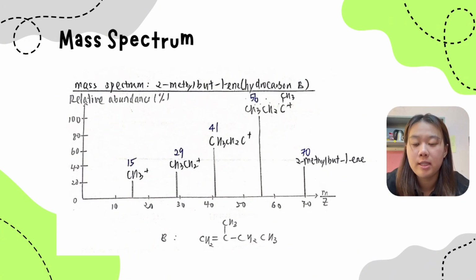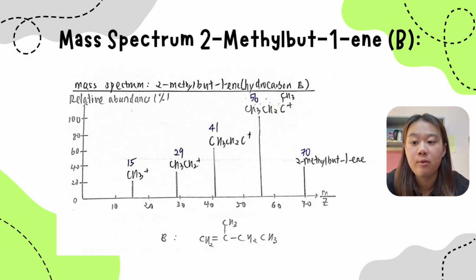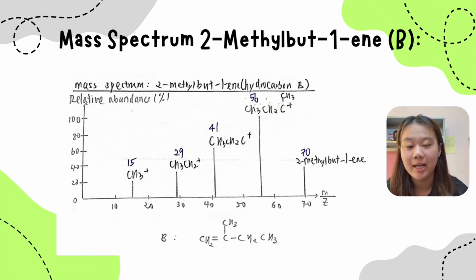This spectrum confirms that 2-methyl-but-1-ene behaves differently. While the molecular ion remains at m/z equal to 70, the base peak at m/z equal to 56 suggests a primary allylic carbocation, which is less stable compared to hydrocarbon A. The cleavage near the terminal double bond gives C3H5 carbocation at m/z equal to 41, and other small fragment ions like ethyl and methyl cations at m/z equal to 29 and also m/z equal to 15.